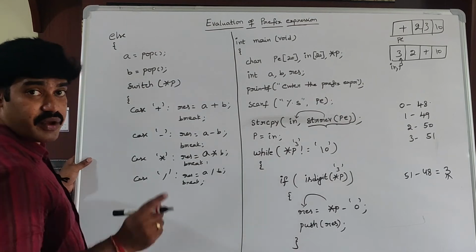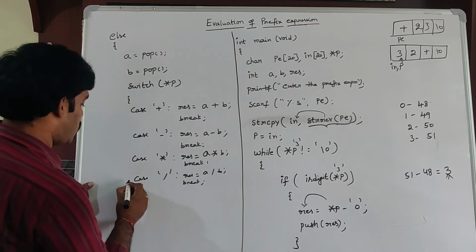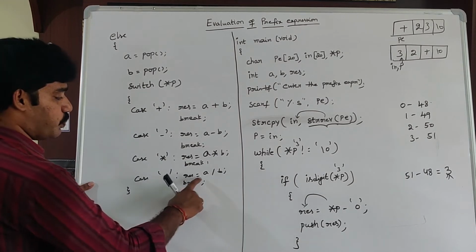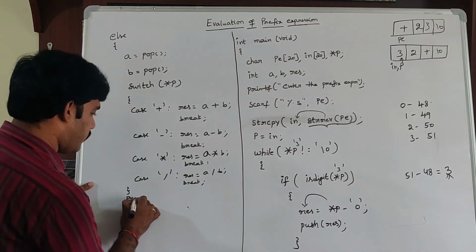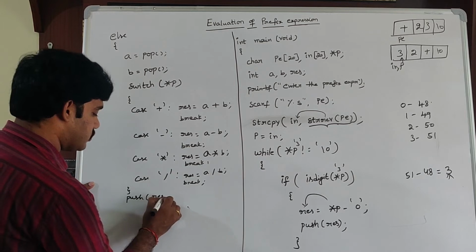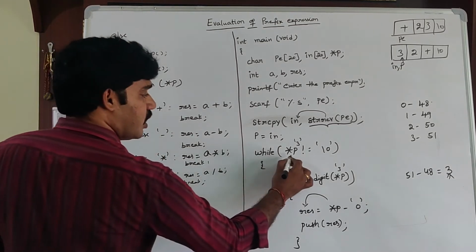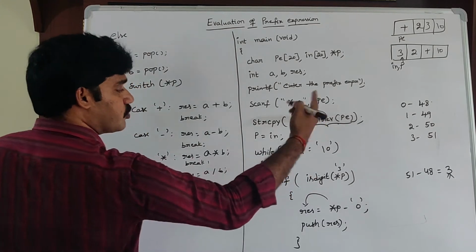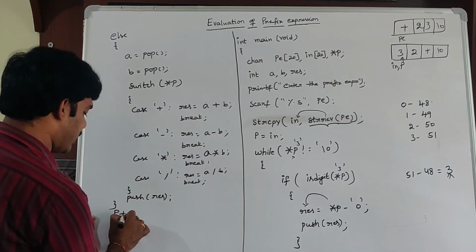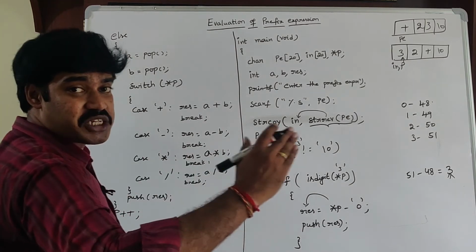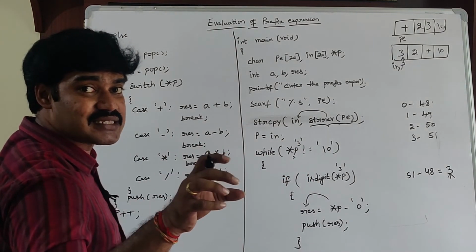Next, case slash: result is equal to A slash B, break. If you want, you can write the exponential also. Choice is yours. Next, closing of the switch case. Finally, push the result into the stack, push of result. Next, close the else block. Next, if the character is over, how to move to the next character? Simply P plus plus. Next, closing of the while loop. When the expression has ended, the value remaining in the stack is the final result.